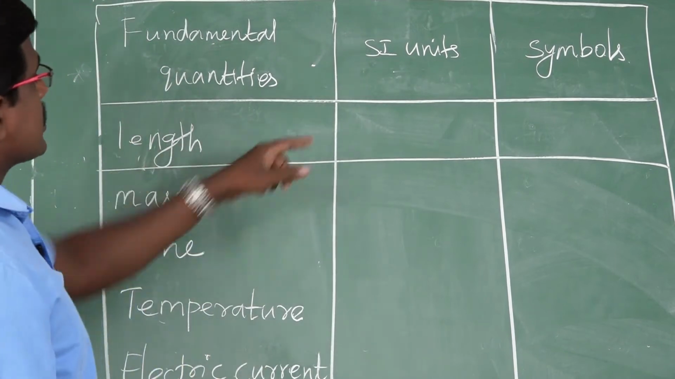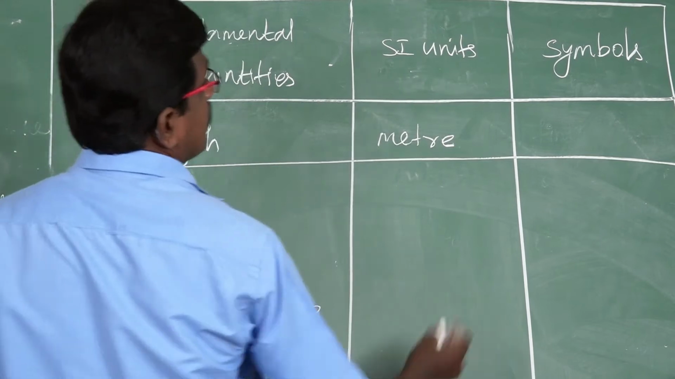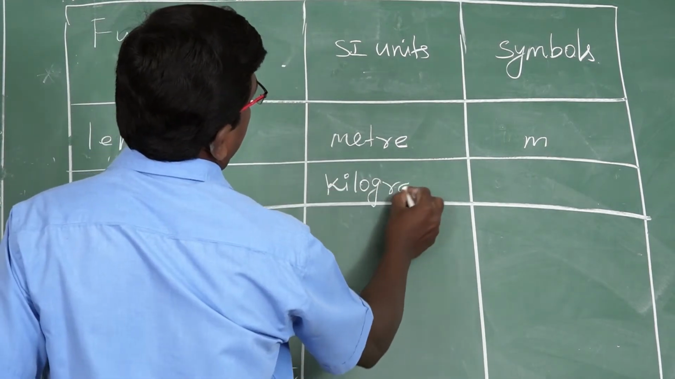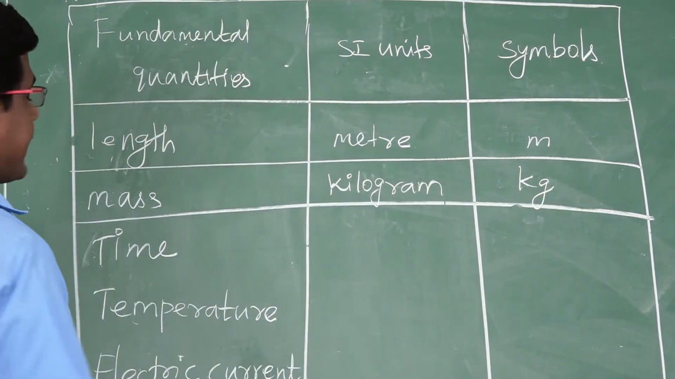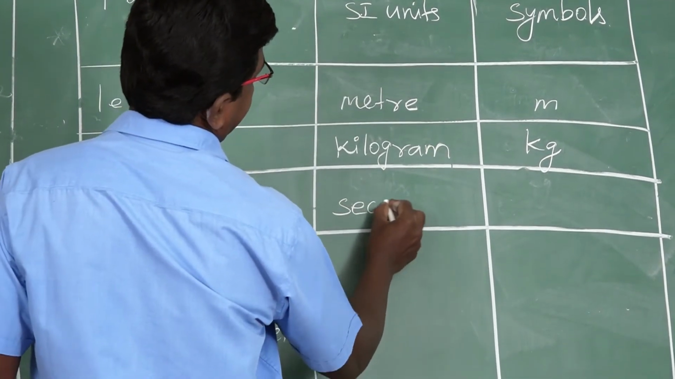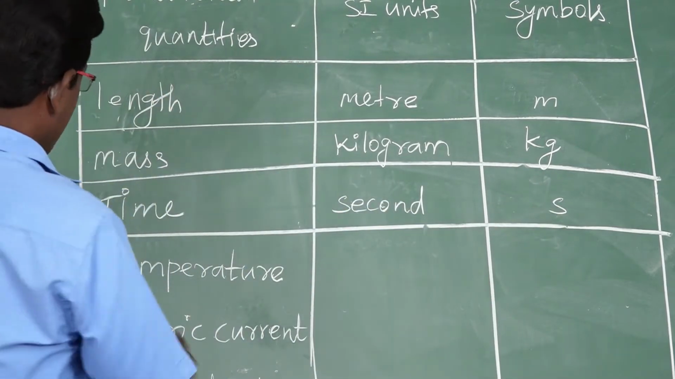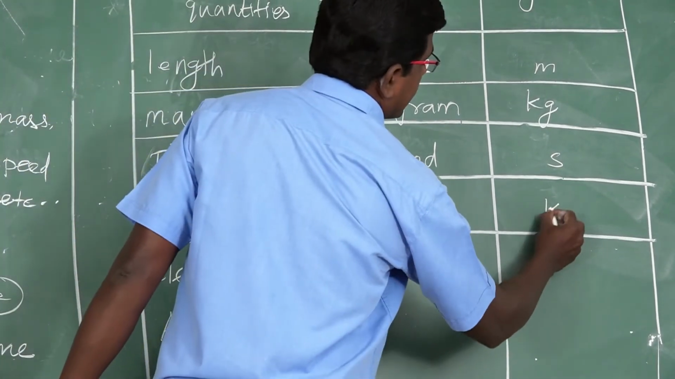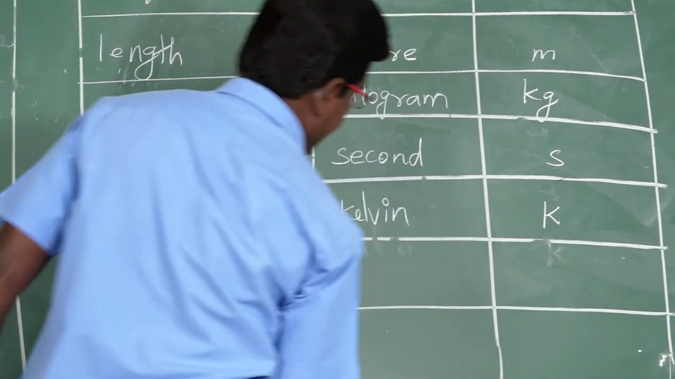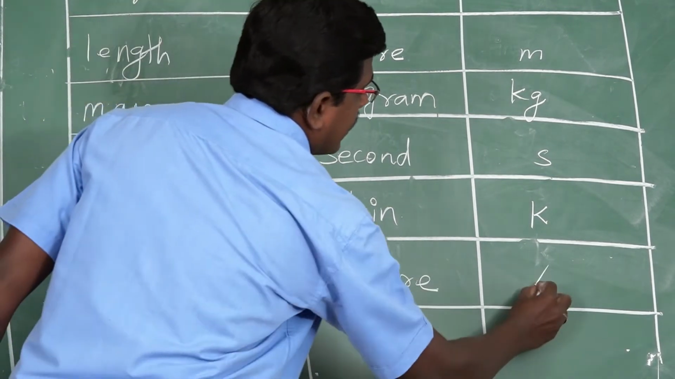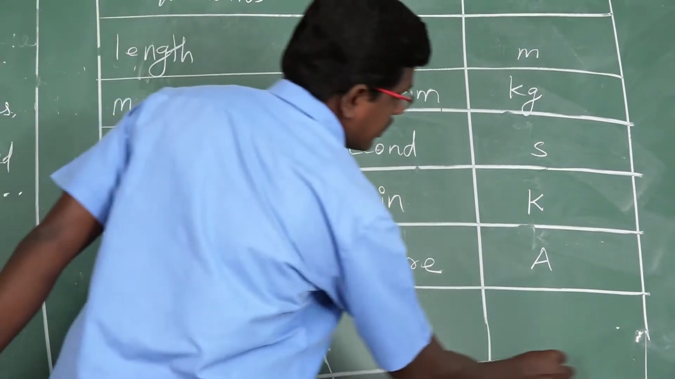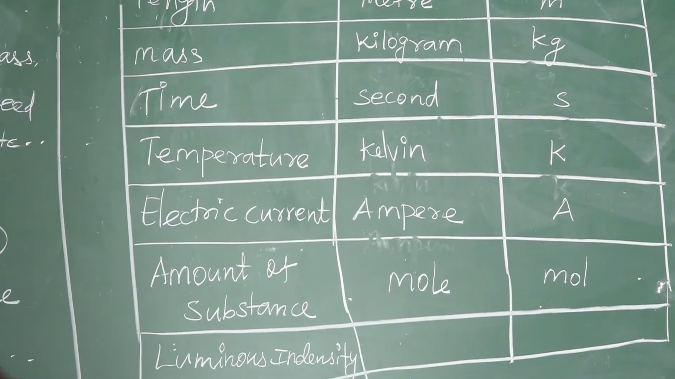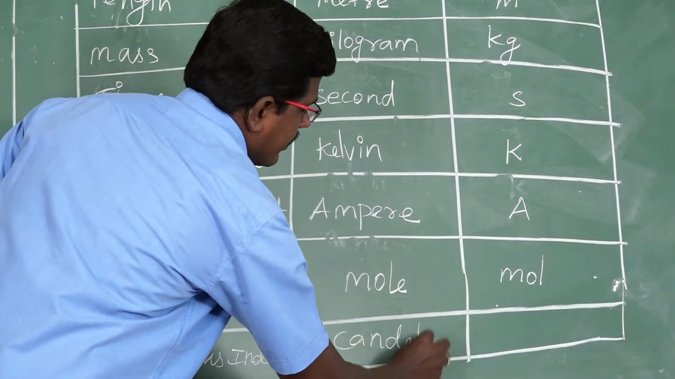Next is symbols. Length: SI unit meter, symbol small m. Mass: SI unit kilogram, symbol kg. Time: SI unit second, symbol s. Temperature: SI unit Kelvin, symbol K. Electric current: unit ampere, symbol capital A. Amount of substance: mole, symbol mol. Luminous intensity: candela, symbol cd.